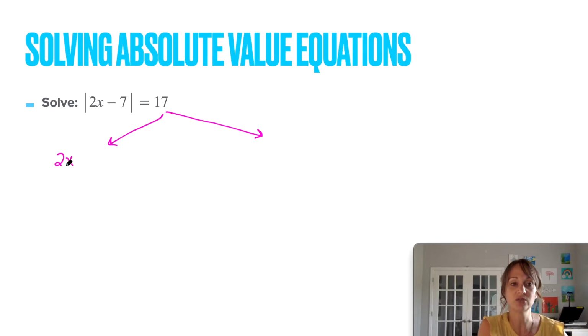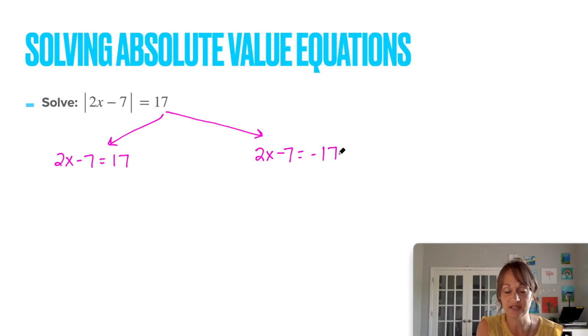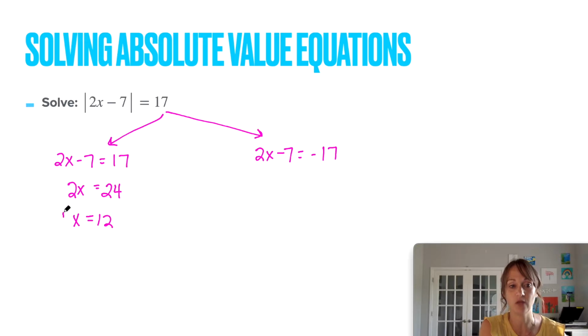So what you're going to do is create two equations: when the inside expression equals 17 and when it equals negative 17. Again, the moment you take the absolute value of that answer, you will still get 17. In this case, if we solve for x, you add 7 to both sides and get 24. Divide by 2, and you will get 12.